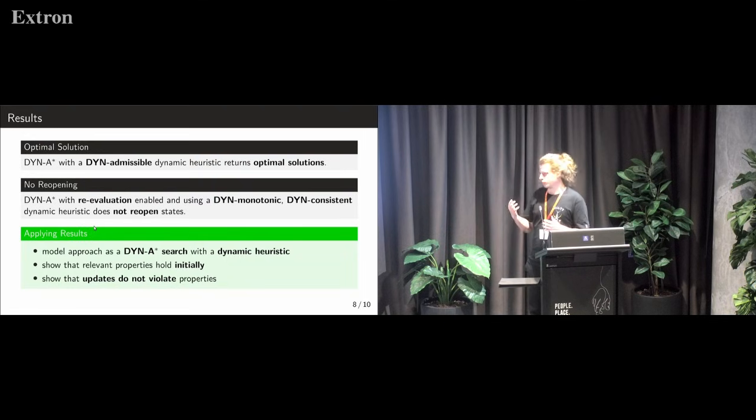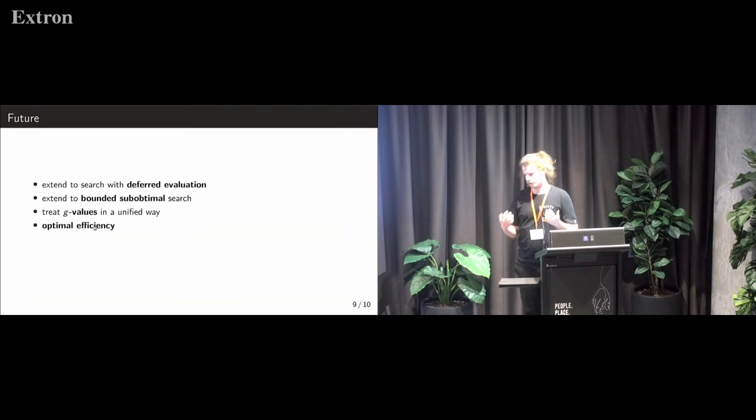And then the second part you would have to do is to show that these dynamic heuristic properties hold initially for the initial information that you have, and that the updates you perform, as new information gets created, do not violate the heuristic properties, so that it stays consistent, it stays admissible, or whichever of the properties you will need for your result. That's probably how you would go about applying these results to your application.